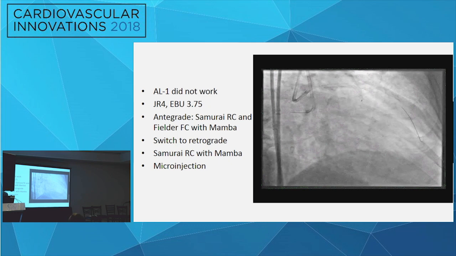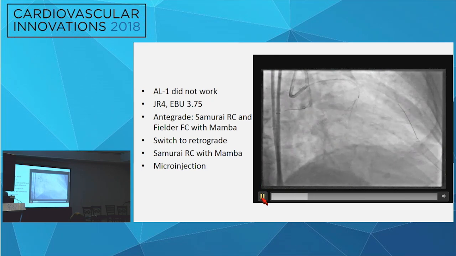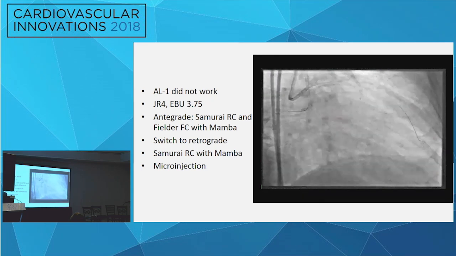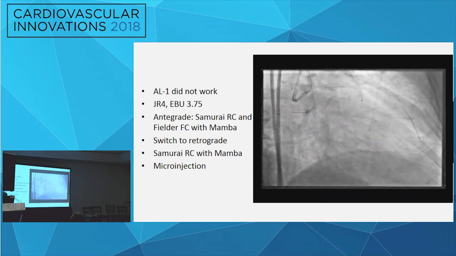We initially thought, okay, maybe we can give it another try antegrade. Sometimes you can form a little microchannel. So we tried a Samurai RC and then a Fielder FC guide wire antegrade with a Mamba microcatheter, but ended up with essentially the same problem. It kept going subintimal. So we said, I think we've had enough of this, and going by the hybrid algorithm, although it is not technically a CTO case, we should switch strategy and go retrograde.